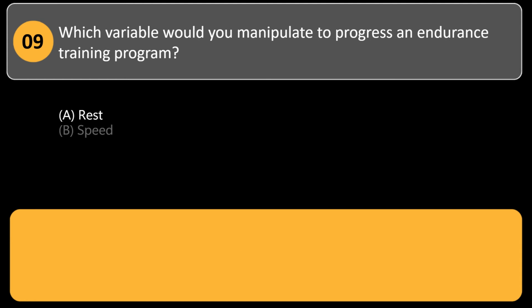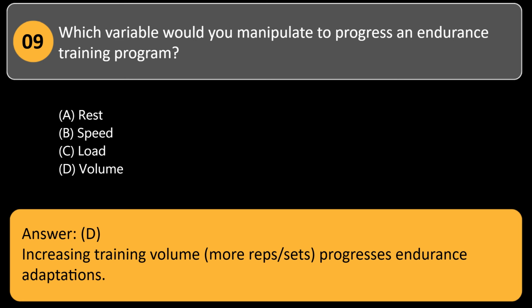Which variable would you manipulate to progress an endurance training program? A. Rest. B. Speed. C. Load. D. Volume. Answer: D. Increasing training volume, more reps/sets, progresses endurance adaptations.